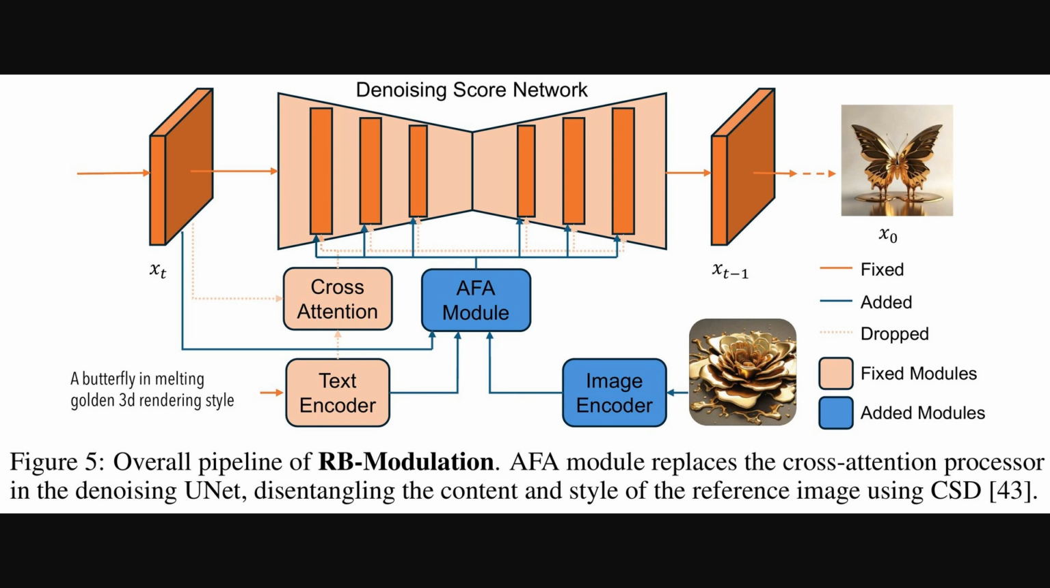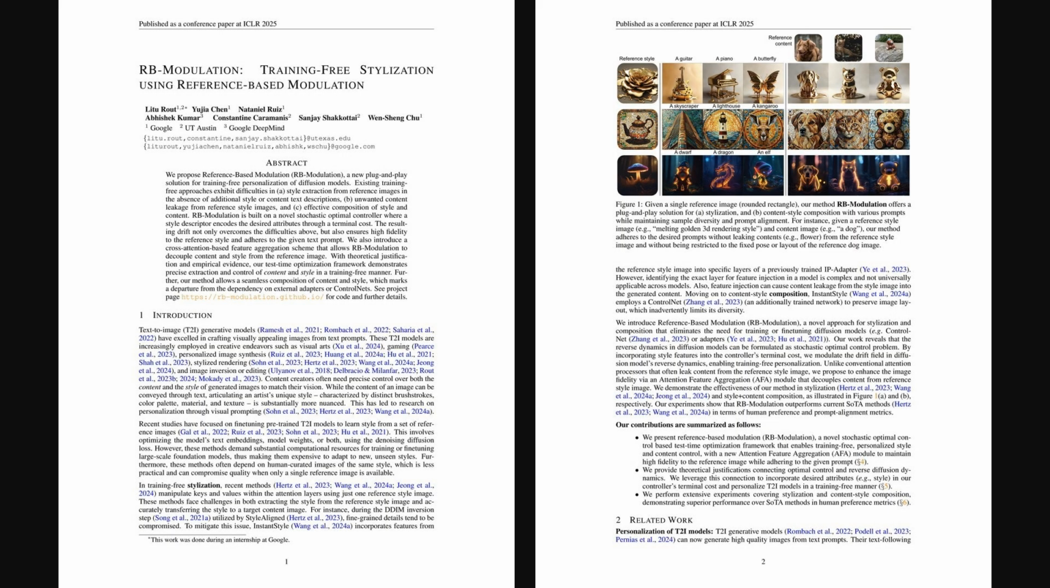Alright, so complementing those composition results, this figure lays out the overall pipeline. It shows the standard denoising score network, but with a key modification. Instead of just cross-attention, they introduce this attention feature aggregation, or AFA module, highlighted in blue. This AFA module is crucial. It processes inputs from both the text encoder and the reference image encoder, effectively disentangling content and style features, which is how it achieves that precise control we saw earlier.